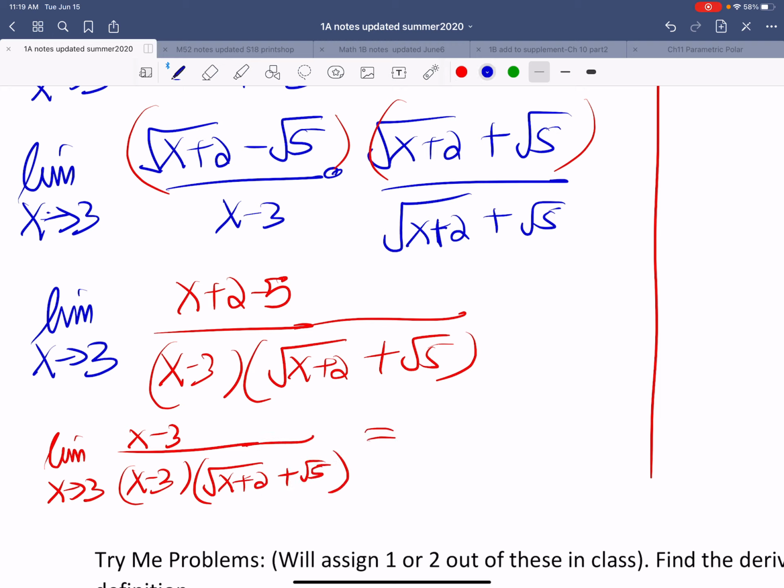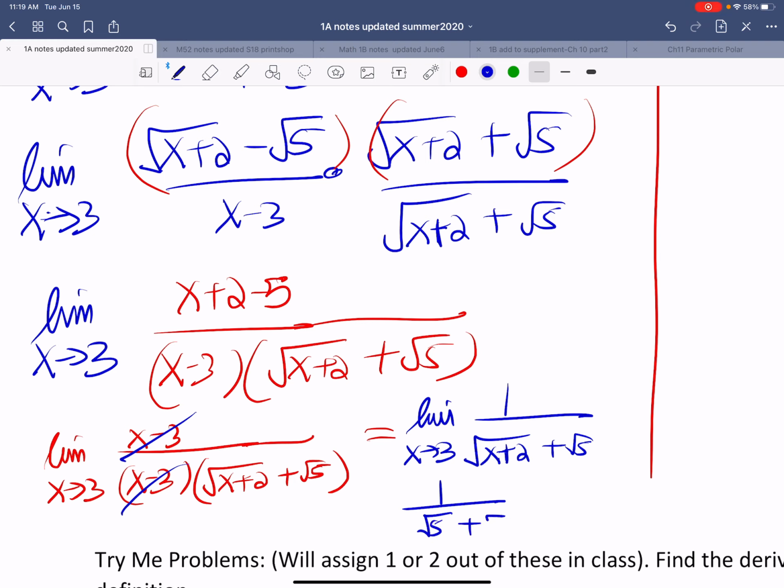Now at this point I see that x minus 3 was causing me big trouble when x was approaching 3. I was getting a 0 in the numerator and 0 in the denominator, but that factor cancelled and my remaining function is continuous at x equals 3. So we can just go ahead and plug in x is 3. So square root of 5 plus square root of 5, which is 1 over 2 root 5.